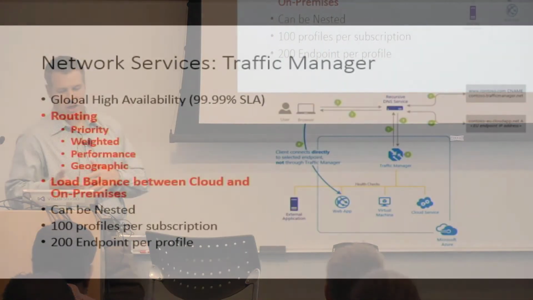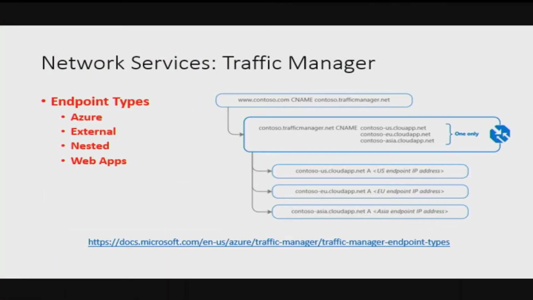And then, just the endpoints. So once I've decided where you're going to go, where can those endpoints be? The endpoint could be an Azure load balancer, an Azure VM, any public IP address in Azure. It could be a web app, one of our PaaS services, an Azure web app. You can nest it. You can point to another Traffic Manager and build a complicated routing setup. Or external. So if you say, I want to load balance between my on-prem and in Azure, I can do that too, as long as you've got a public IP address. For external, we don't care where it's hosted.